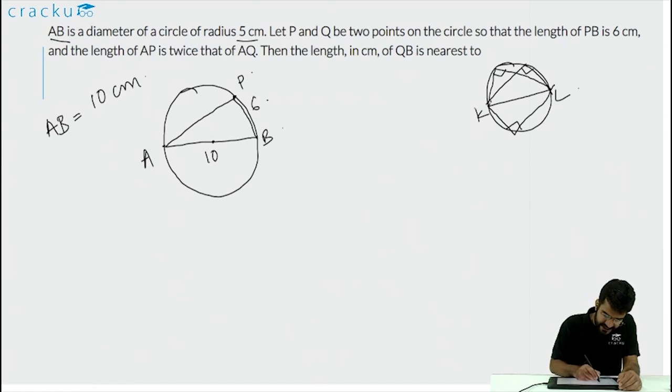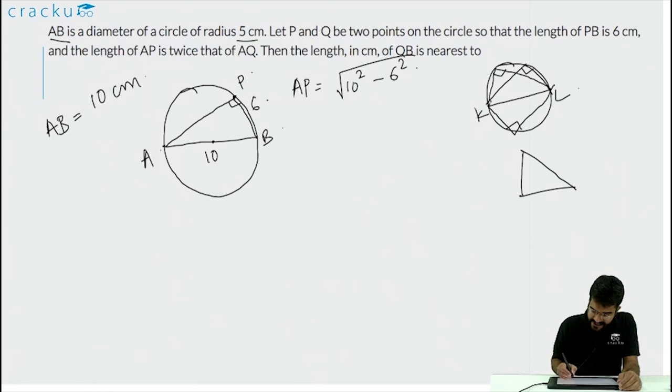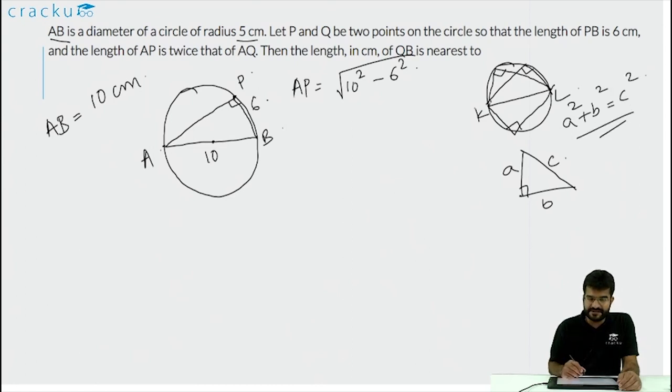So in this case, APB will be a right angle triangle. The hypotenuse is 10 centimeters and one of the sides is 6 centimeters. Therefore, the length of AP will equal, by Pythagoras theorem, square root of 10 square minus 6 square. Again, a very simple thing which most of you would already know is that in a right angle triangle, if one of the sides is A and the other side is B, and the side opposite the right angle, which is the hypotenuse, is C, the formula is A square plus B square is equal to C square. This is the Pythagoras theorem, which is quite useful. So using this formula, we can calculate the length of AP. This will be square root of 10 square minus 6 square.